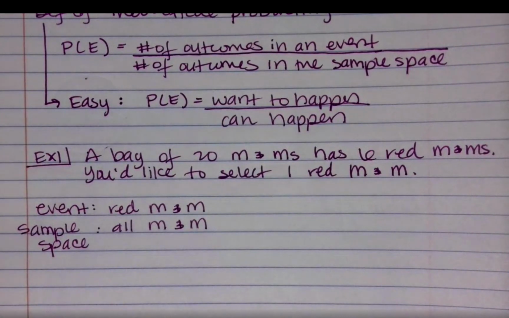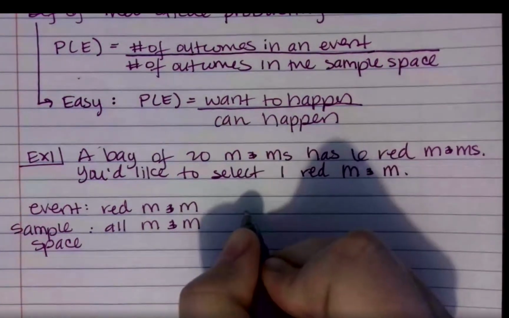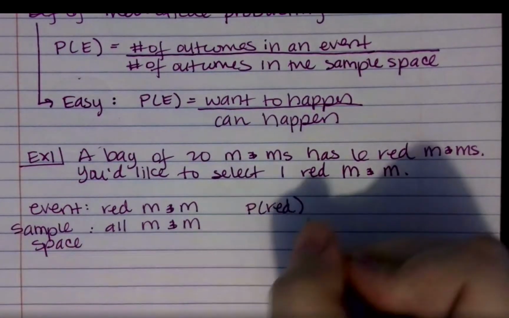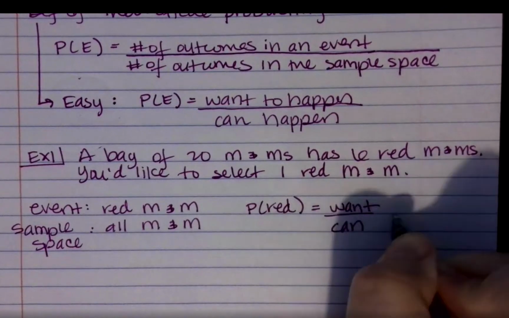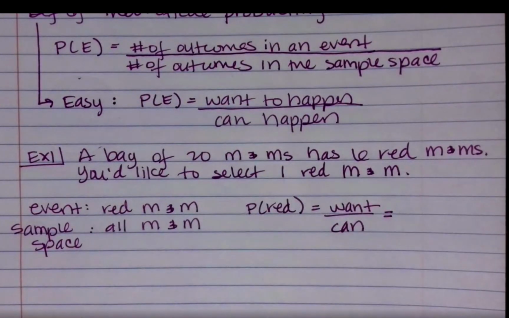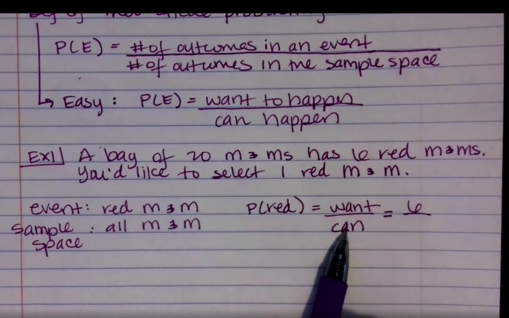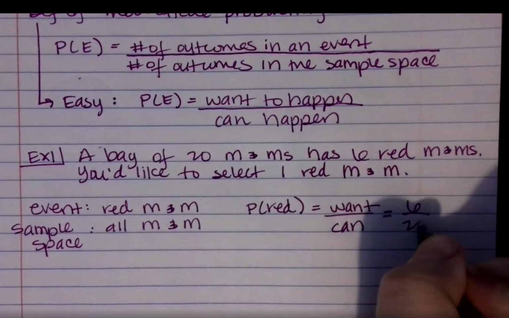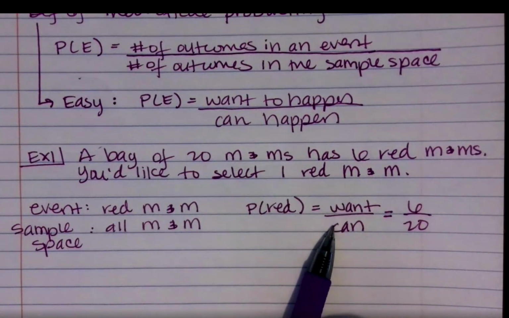Okay, so let's find the probability. We'd like to select a red M&M. So to do this, we'd say the probability of a red M&M is, again, what we want to happen over what can happen. What do we want to happen? We want a red M&M. How many red M&Ms are there? 6. Over what could happen? How many different M&Ms could we pull out of this bag? Our entire sample space of 20. So that's it for our probability. So this is what we want to happen out of what can happen.